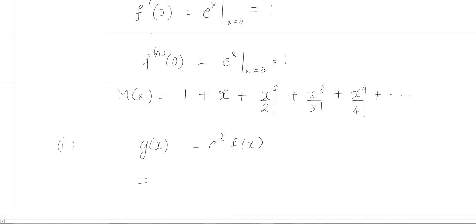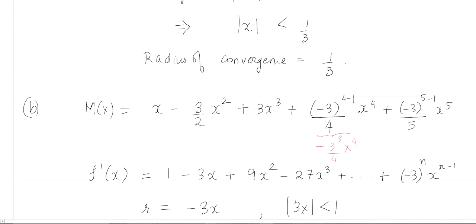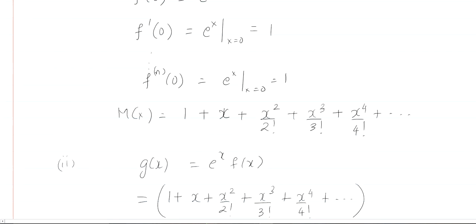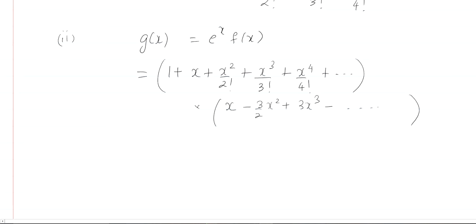e to the x we know is 1 plus x plus x squared over 2 factorial plus x cubed over 3 factorial plus x to the 4 over 4 factorial plus dot dot dot, and we're going to multiply it by f of x, which is equal to x minus 3 half x squared plus 3x cubed minus dot dot dot. So we want this up to the third degree. Okay, so let us simplify. So let's now multiply these things out. You just have to be careful when you multiply this.